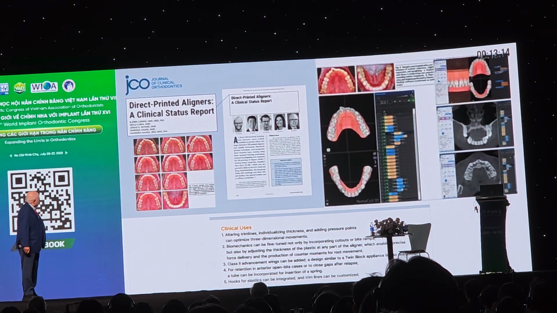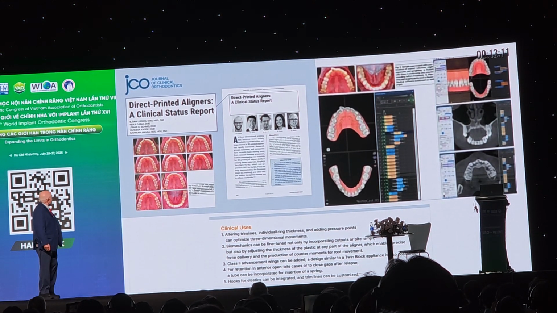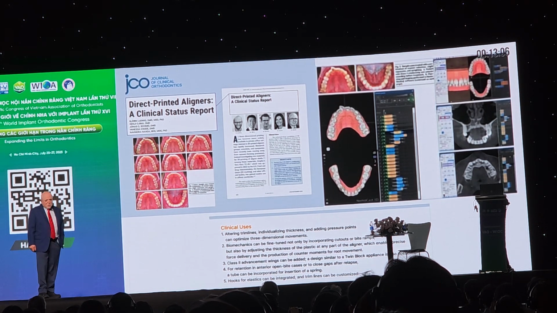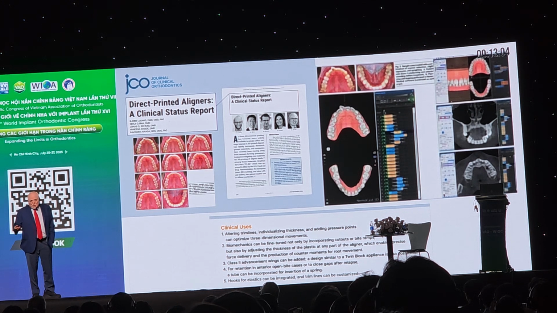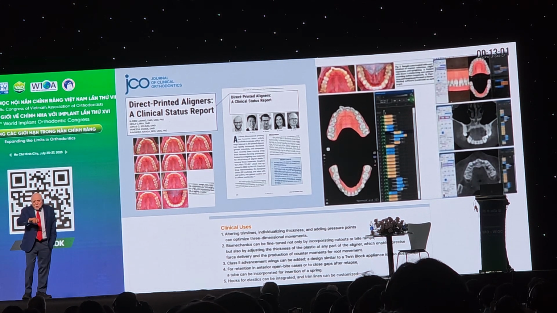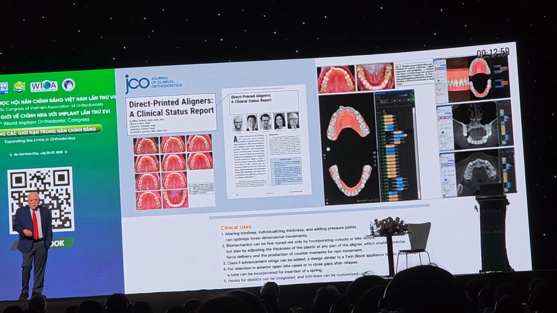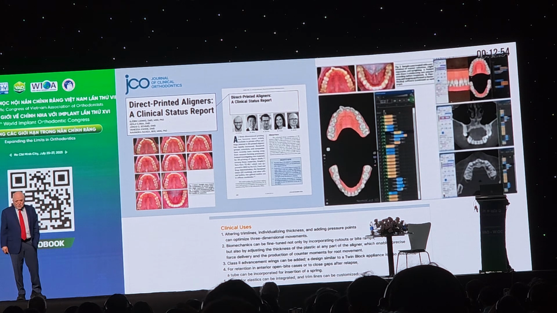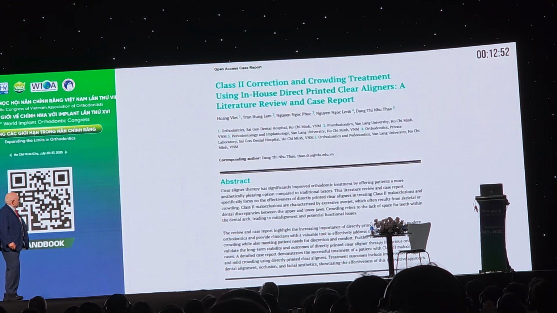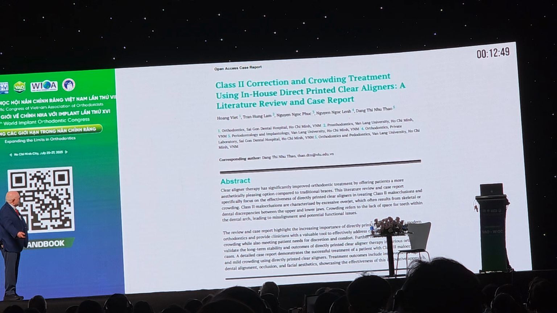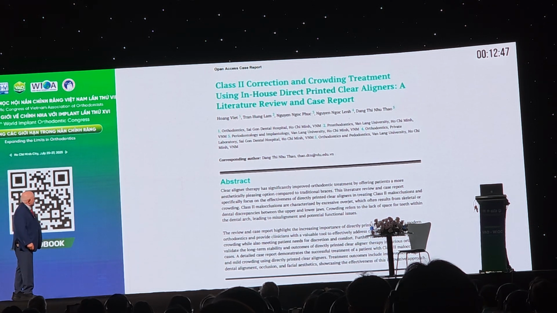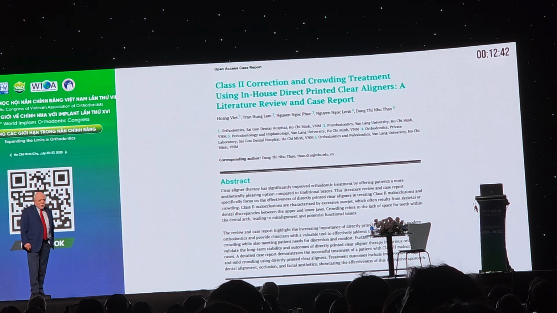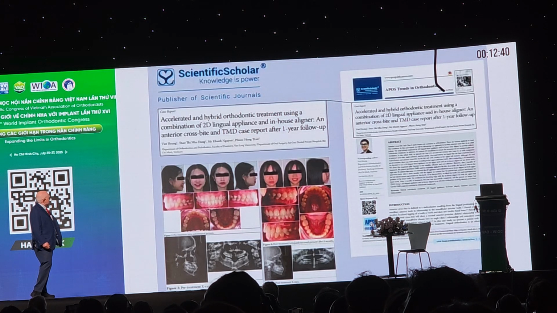And this is a paper we did in JCO again, direct printed aligners with Dr. Ludwig and Dr. Ojima. So you can see we are publishing at this time. We are in the beginning phases, but at the same time, Dr. Ojima is doing about 4,000 to 5,000 aligners a month in his practice, 3 practices. This is another one from Vietnam, my friend Vao: Class 2 correction and crowding treatment using in-house direct printed aligners. So there are about 25, 30 different papers.